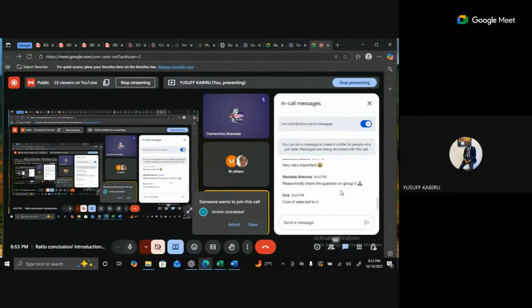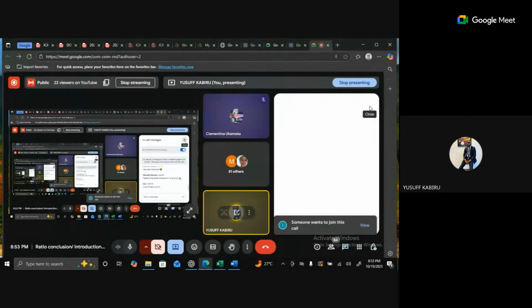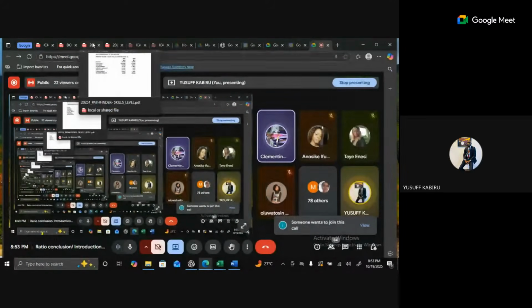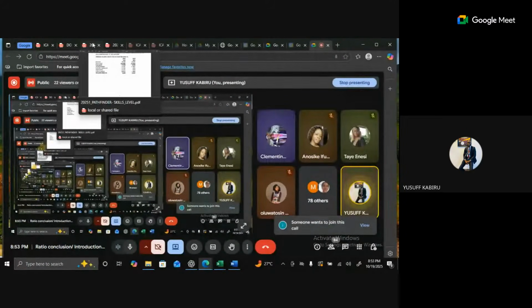Okay. Please kindly share the question on group 5. I'll share the question after the class, so that I'll not be going back and forth. I'll share it. Yeah, the solution is part of the question. Once you scroll up after each question, you see the solution at the end of the whole questions. Okay, ma'am. Thank you.